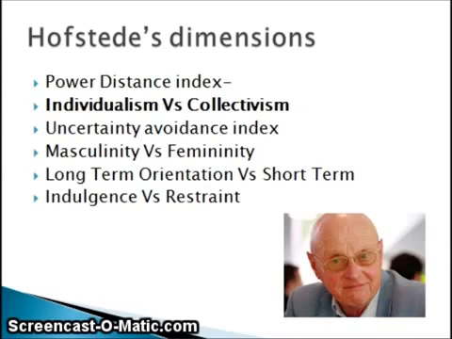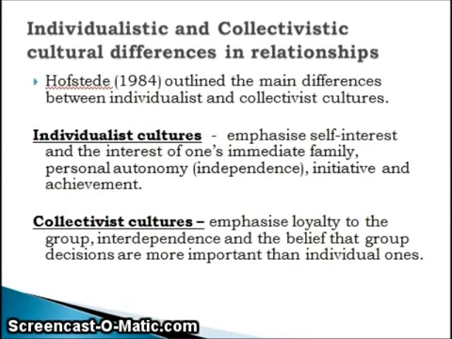And the real one that we need to focus on and talk about is the concept of individualism versus collectivism, or an individualistic culture and a collectivist culture. So an individualistic culture emphasizes self-interest, one's interest in immediate family, and personal autonomy or independence, initiative, achievement. So really the society is focused on individuals being the best person they can be. We are one of these.